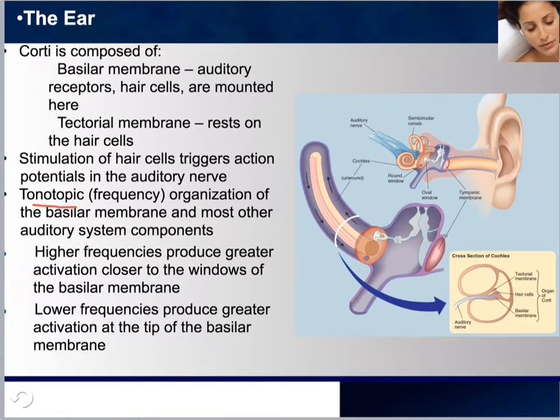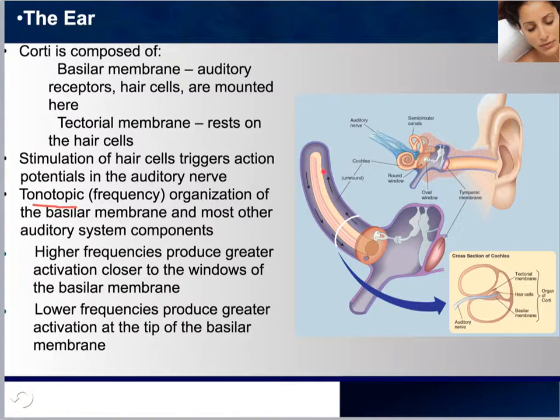Research indicates that higher frequencies produce greater activation closer to the window of the basilar membrane. Remember, keep in mind that the basilar membrane is the entire thing from here to here all throughout the cochlea. So the basilar membrane window would actually be somewhere toward the beginning part and in the area here. However, by frequency we're talking about pitch. Higher frequency would be closer to here and would impact the basilar membrane at a closer range. Lower frequency, that is to say a deep voice, would produce greater activation at the tip of the basilar membrane, and that is to say all the way up on top.